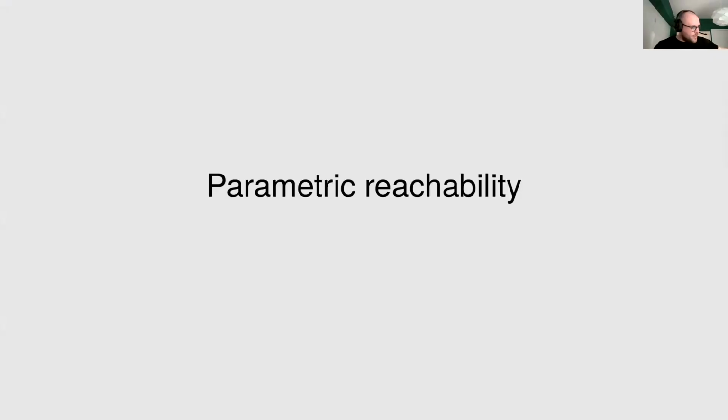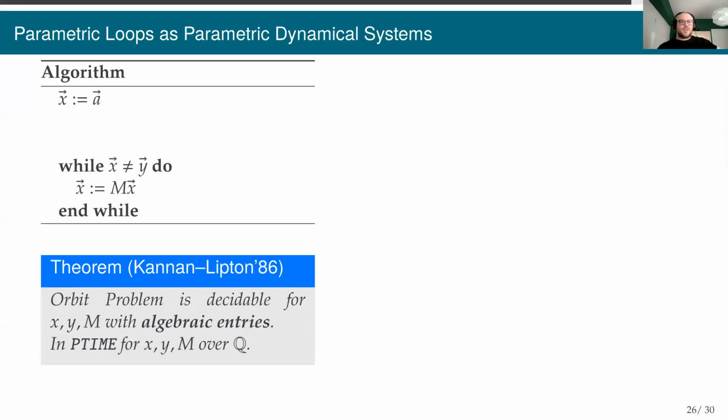Okay, so now this is a light ending. I'm turning to parametric reachability. This is another kind of problem motivated by linear loops. So recall that this was the basic setup. You have your algorithm, you initialize your variables, and you enter this loop where you do linear updates, and you want to know if you hit a point, for example. And this was decidable.